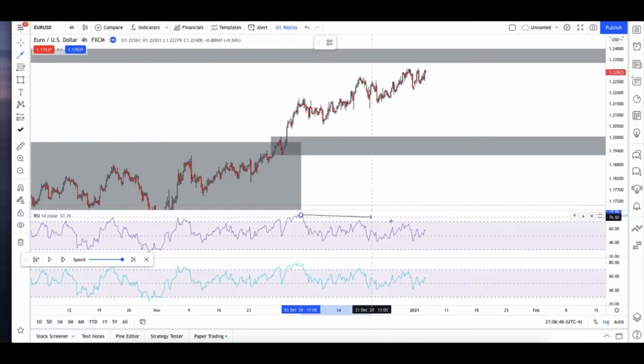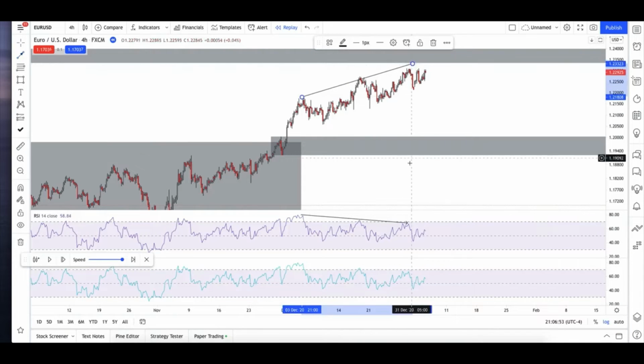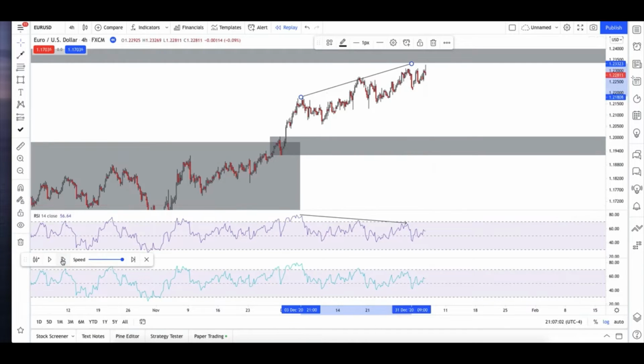So it's creating lower highs, right? So we have some lower highs here and some higher highs being created here. Now that's a strong sign of a reversal. So that's one confluence, right? Now let's wait for price to actually tap into that zone.